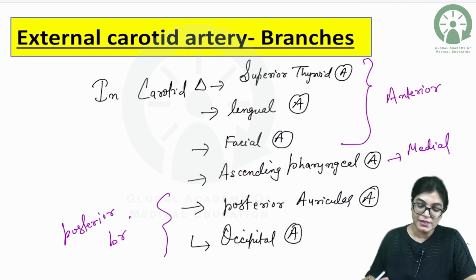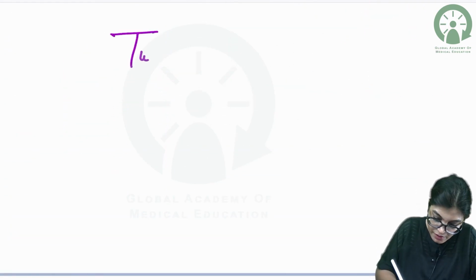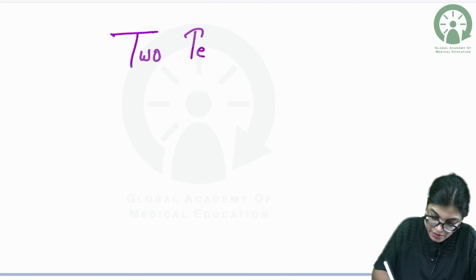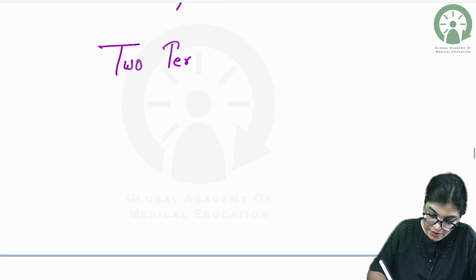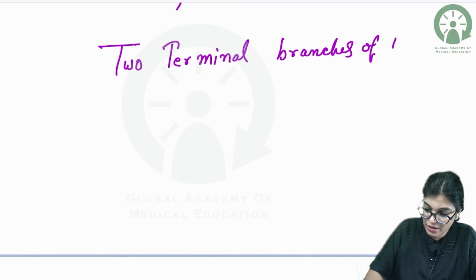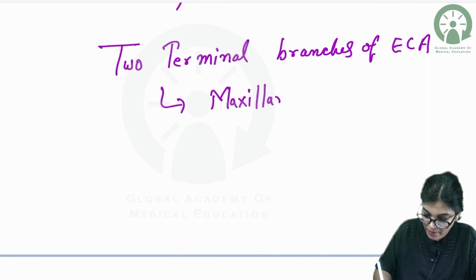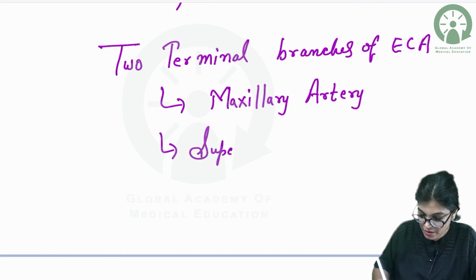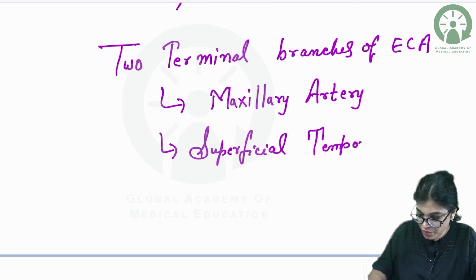The 2 terminal branches of external carotid artery. So please write down the two terminal branches of external carotid artery: maxillary artery and the superficial temporal artery.